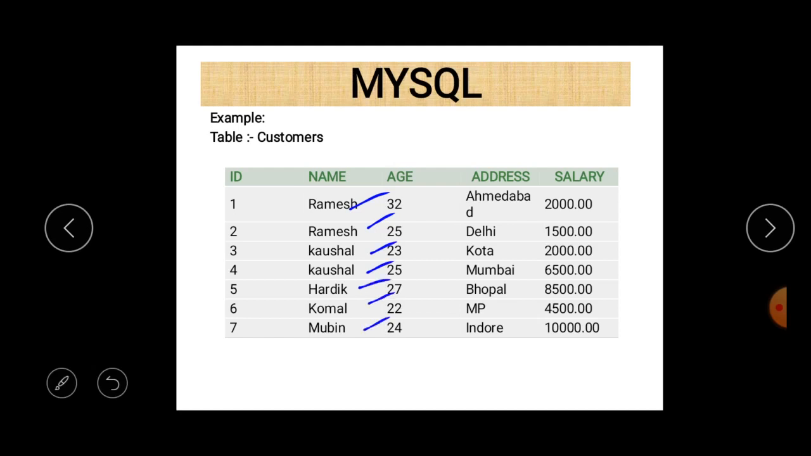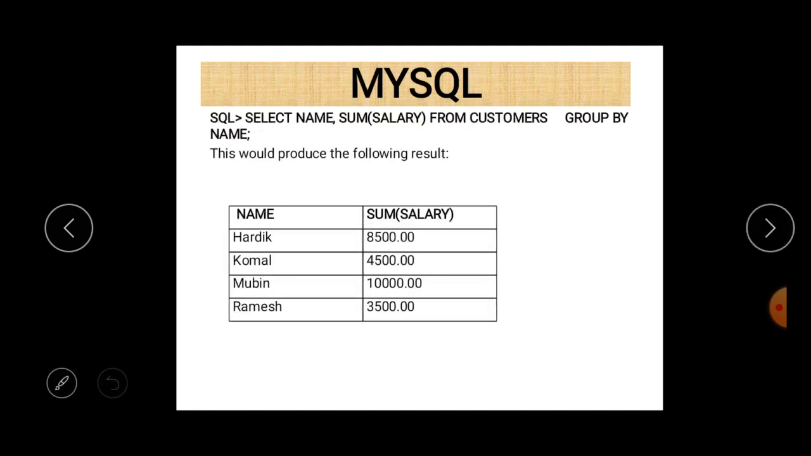And if I want to find out the total salary of Ramesh, or in simple words, if you want to find out the salary on the basis of a particular group and based on the column name, then we can use the group by clause here. So we make a group on the basis of name. So this is a simple example.